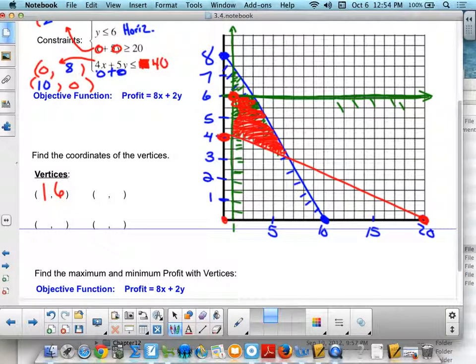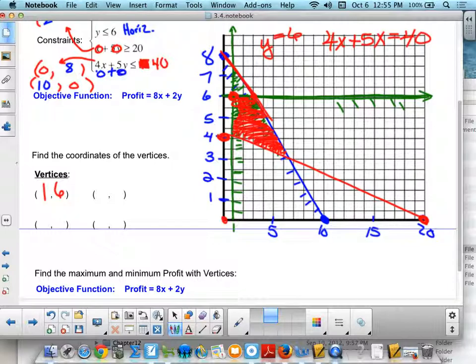Okay. Should we go get this one right here? What is this point? Well, this point is this line. This line is y equals 6. And this line, what's this line? That would be 4x plus 5y equals 40. Okay? Do you get what I'm doing? This line is y equals 6. This line is 4x plus 5y equals 40. How do we solve that?